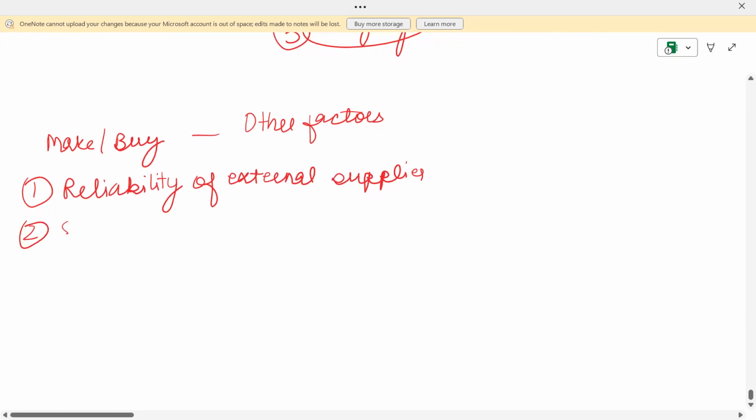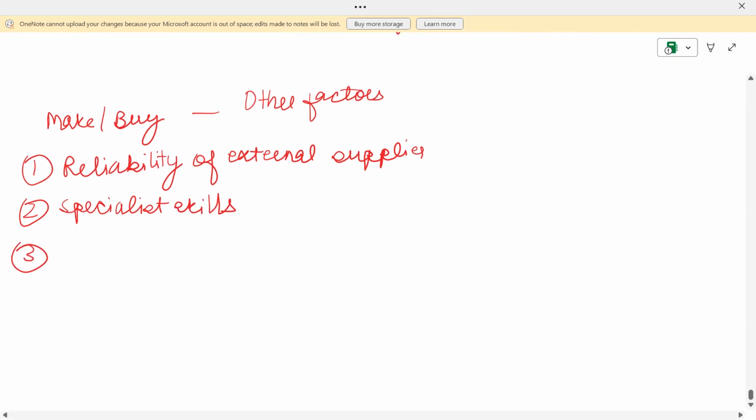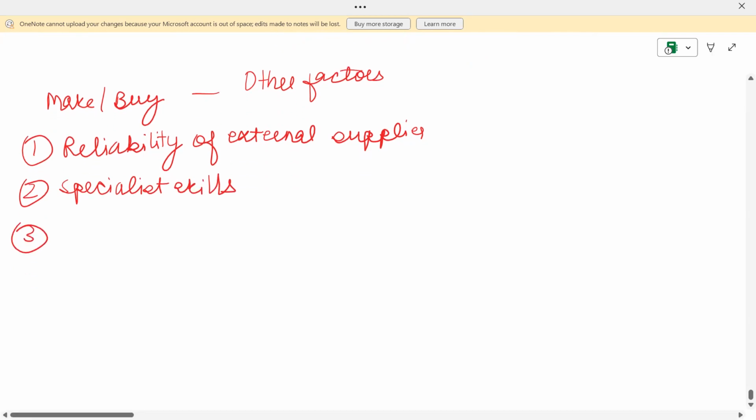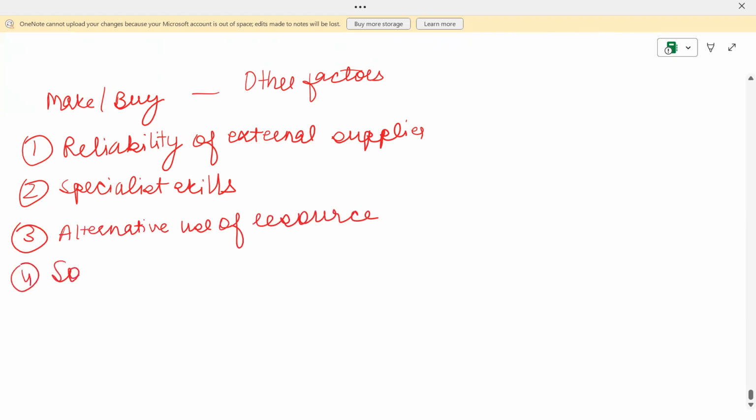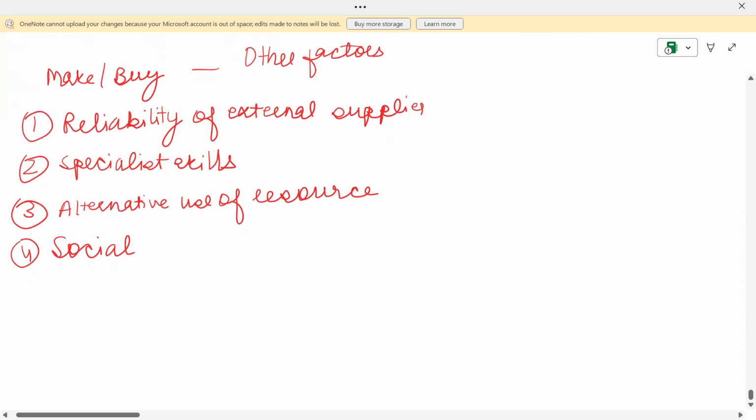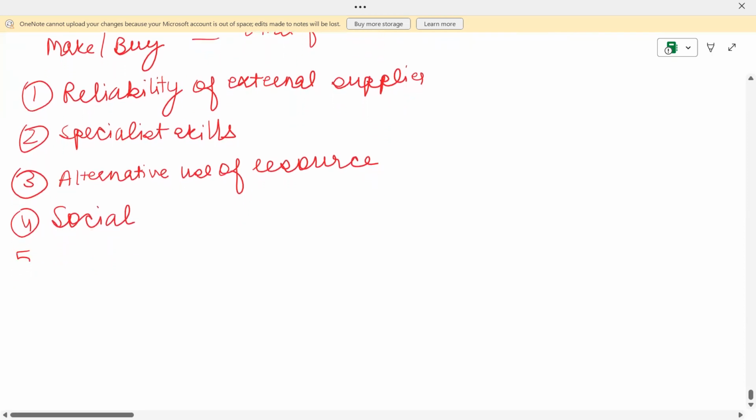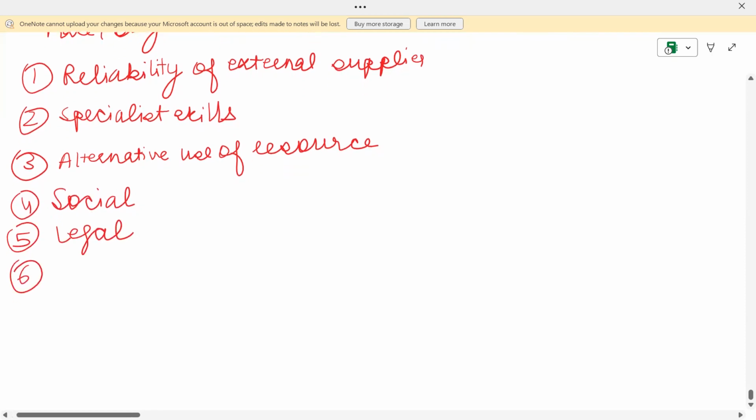Then another thing they should consider is whether it requires any specialist skills. If the product that you're making requires special skills, you may not prefer to buy it from outside and would make something of your own. Then another thing is the alternative use of resources. Another factor to consider are the social factors: how is society going to react whether you make it or buy it? Another is the legal factors: will the business be in trouble for buying something from outside? Confidentiality, again, is a very important thing.